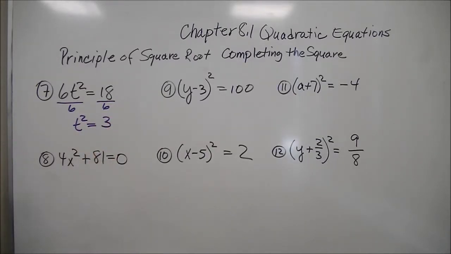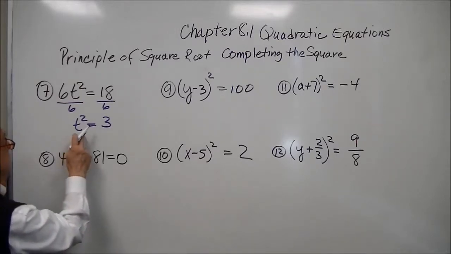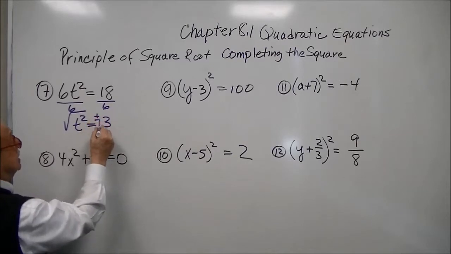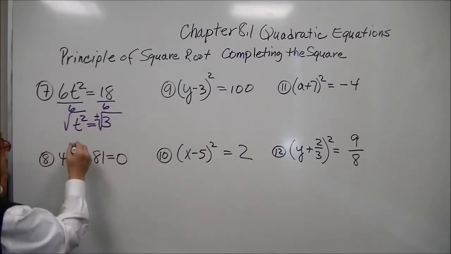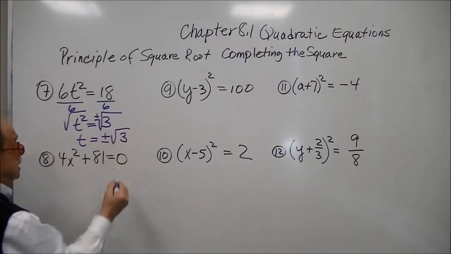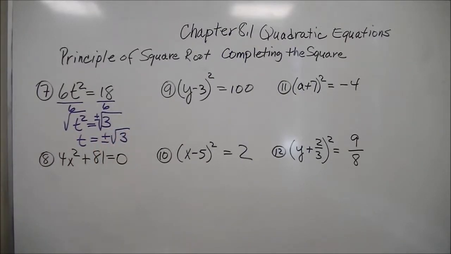And as I showed you earlier, when you have something like that, you're going to take the square root of this side and then plus or minus the square root of that side. So you get t equals plus or minus the square root of 3. And it's just that easy.